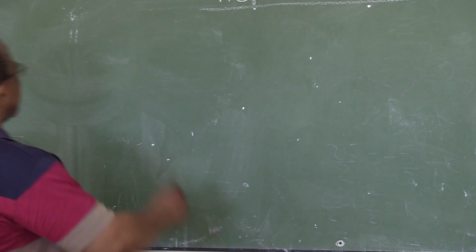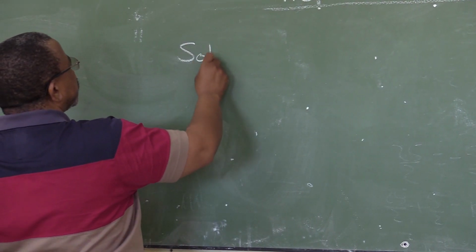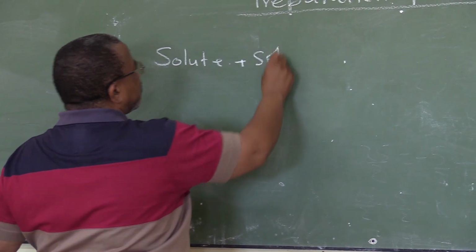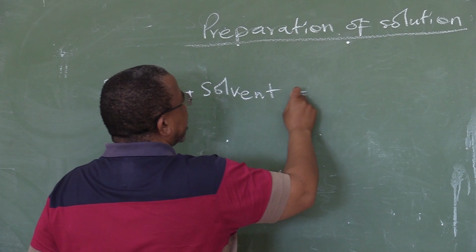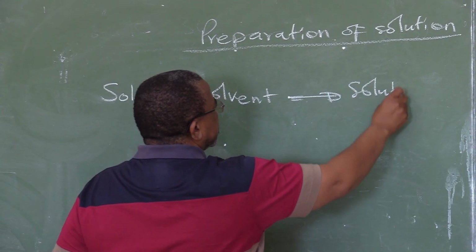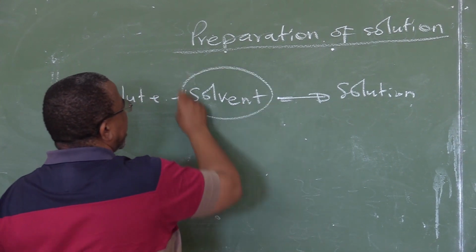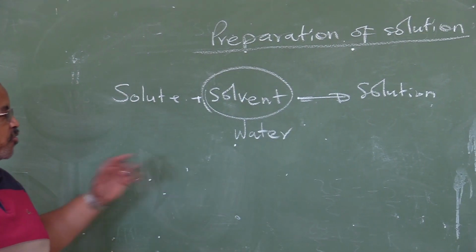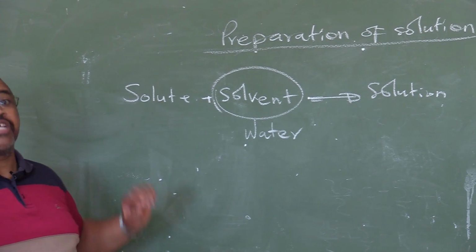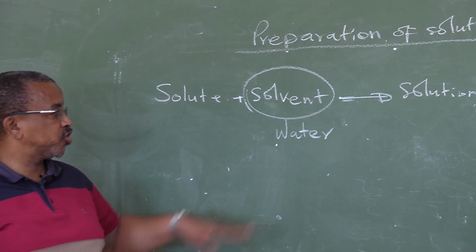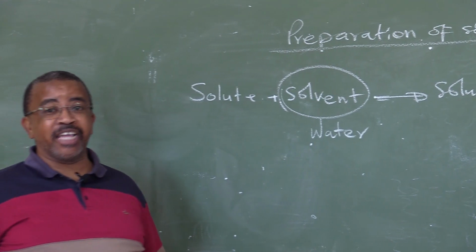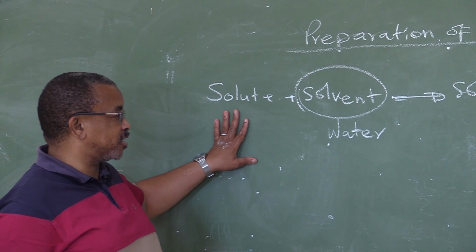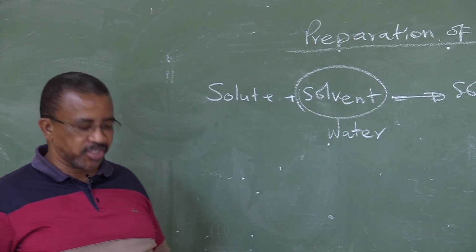So what about preparation of the solution? To make a solution, what do we combine? We combine the solute with the solvent, and we make the solution. Solvent in our case is water, as I said before. Water is our solvent. The solute is what dissolves, and the solvent is what it dissolves in. This is the solute, which dissolves; you put it in water and make a solution.